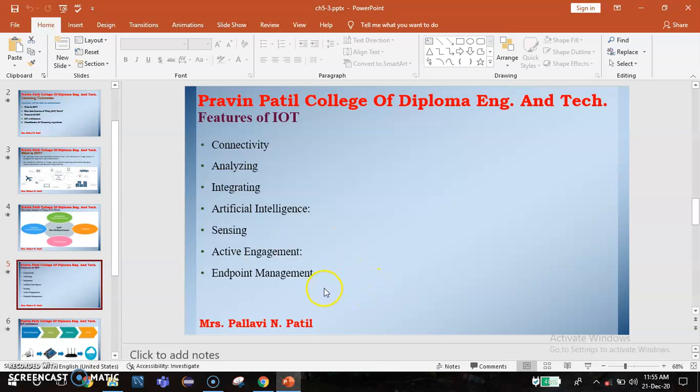Next is endpoint management. It is important to manage the endpoints of all IoT systems, otherwise it can lead to complete failure of the system. For example, if a coffee machine orders coffee beans by itself when they run out, but we are not present at home for a few days when the order arrives from the retailer, it leads to failure of the IoT system. So there must be endpoint management. These are the different features of IoT.